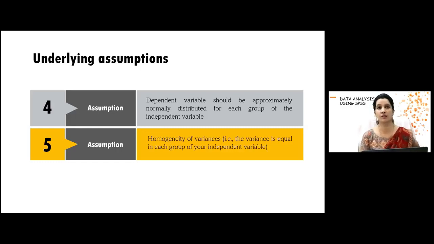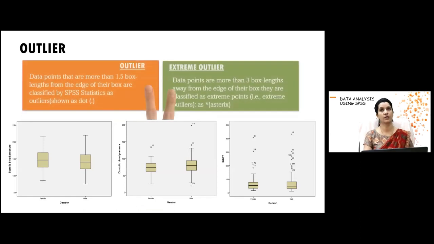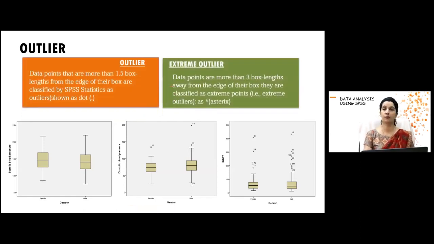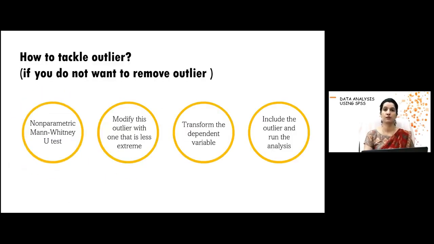So we have got the sixth assumption here, and the concept of outlier here is just a repetition: a data point that is more than 1.5 box lengths from the edge of the box is classified as a dot, and an extreme data point, more than 3 box lengths from the edge of the box plot, is shown by an asterisk. Again, we have seen these reasons for outliers. So this is just a repetition of whatever you have seen.